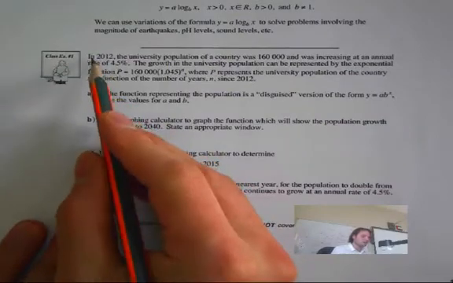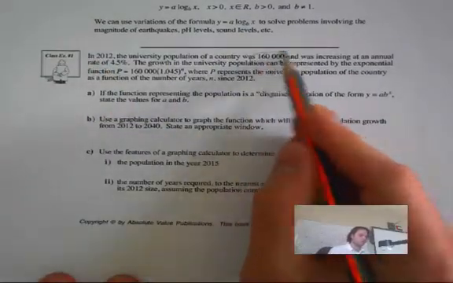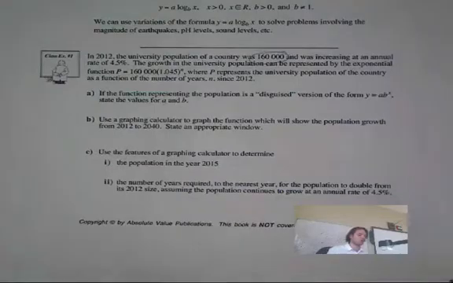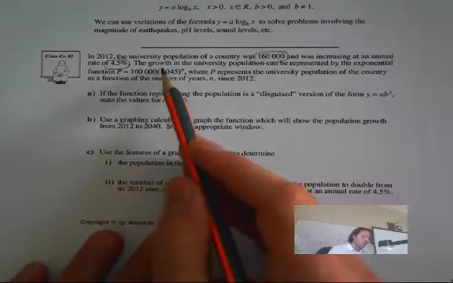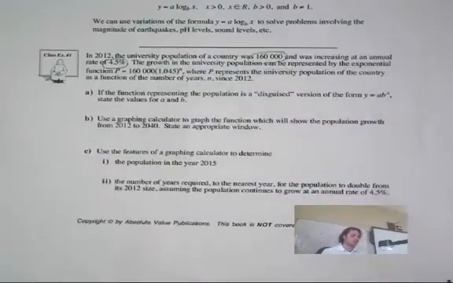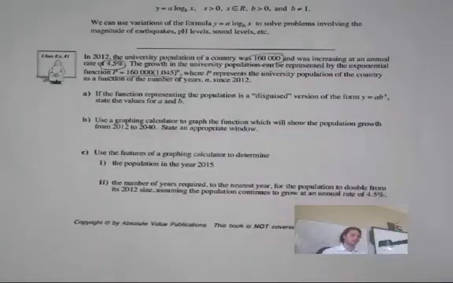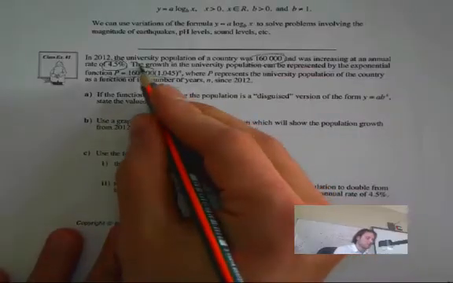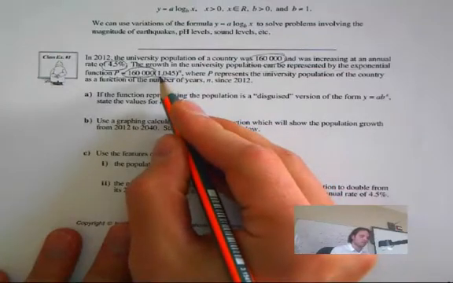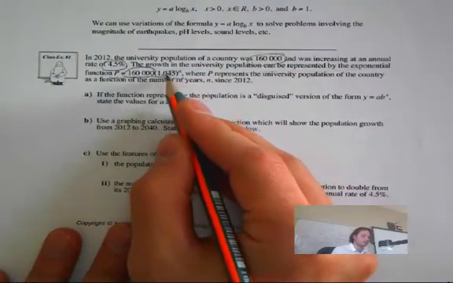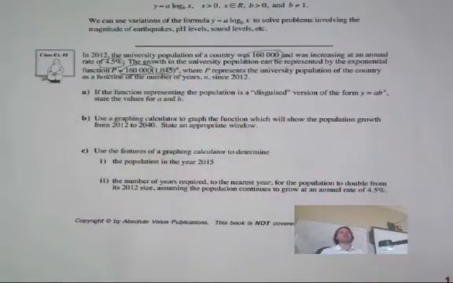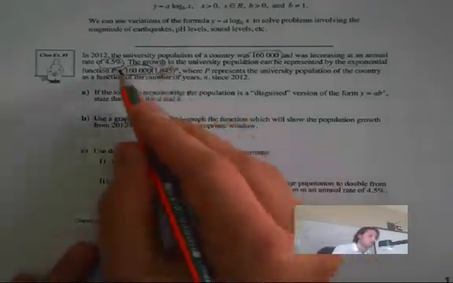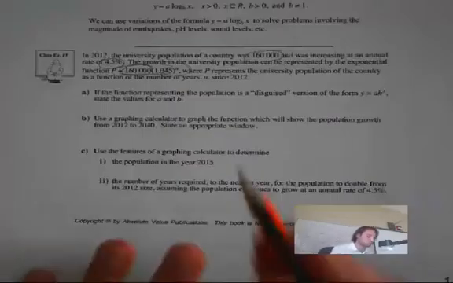So here it says, in 2012, the university population of the country was 160,000 and was increasing at an annual rate, so every year, by 4.5%. The growth in the university population can be represented by the exponential function here. Well, that makes sense. This is my initial population, and we're always increasing. We have 100%, and it increases that 100% by 4.5%. So that's how we get that 1.045. You'll learn more about how to make these equations later on in the next chapter.